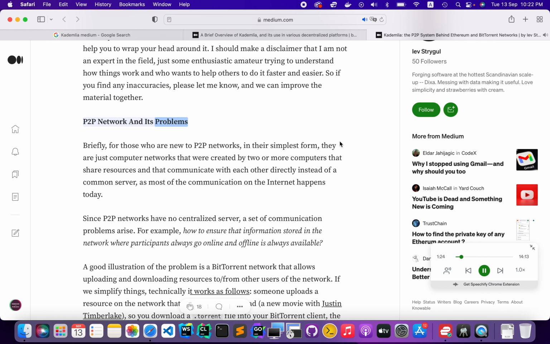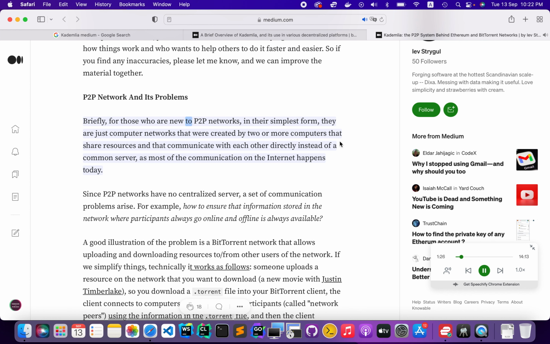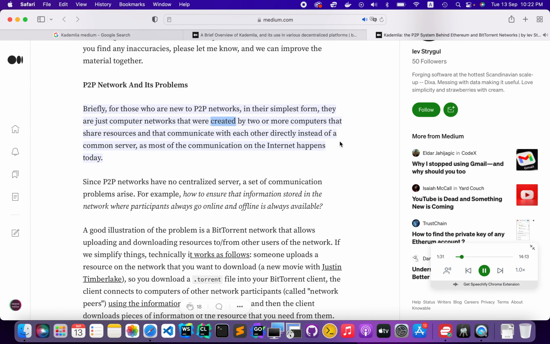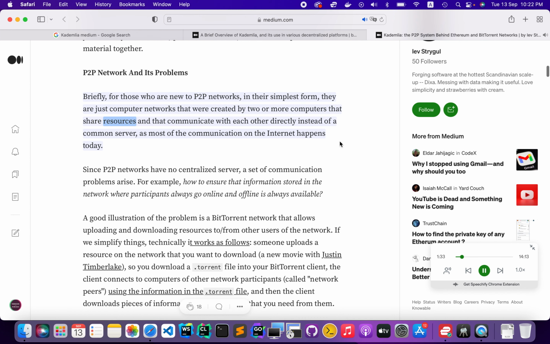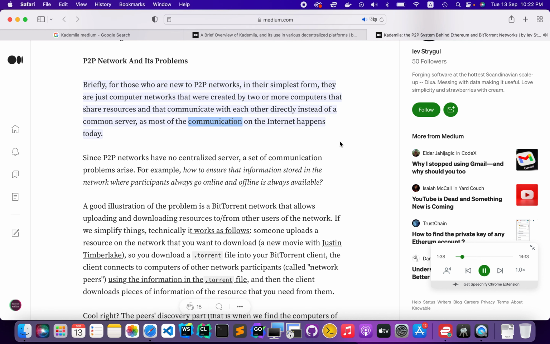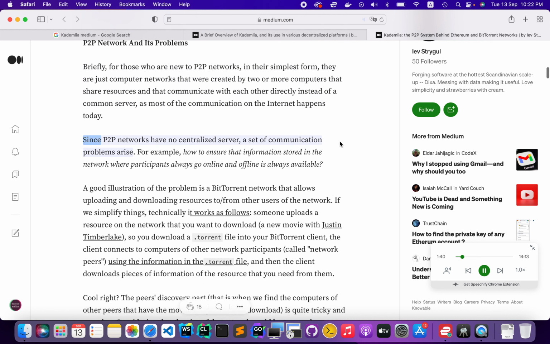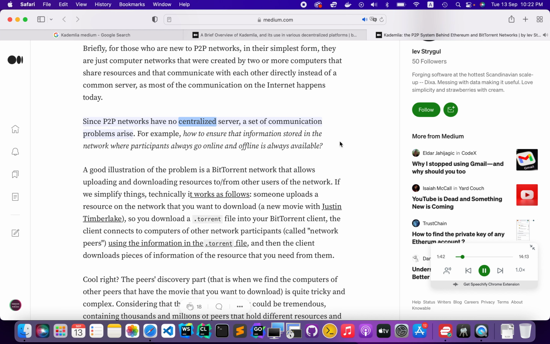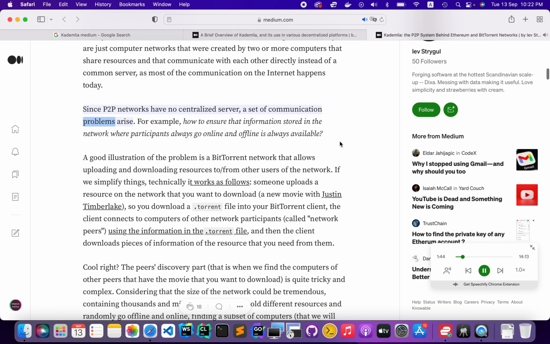Peer-to-peer network and its problems. Briefly, for those who are new to peer-to-peer networks, in their simplest form, they are just computer networks that were created by two or more computers that share resources and that communicate with each other directly instead of through a common server, as most of the communication on the internet happens today. Since peer-to-peer networks have no centralized server, a set of communication problems arise.